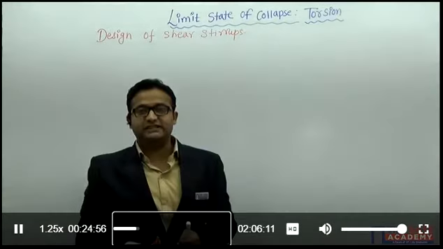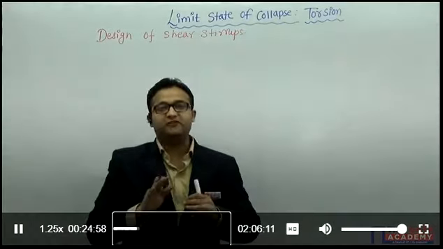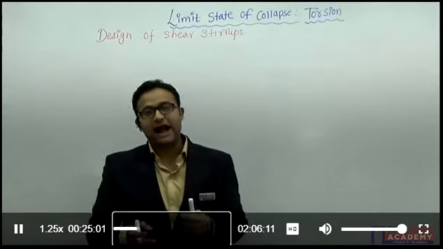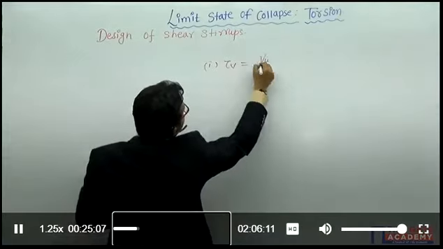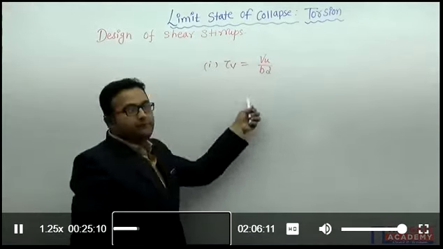We know how to design the shear stirrups. Till now we have considered only the shear force. If I know the shear force, I can design my stirrups. I know the concept. I can calculate tau v is equal to VU by BD.